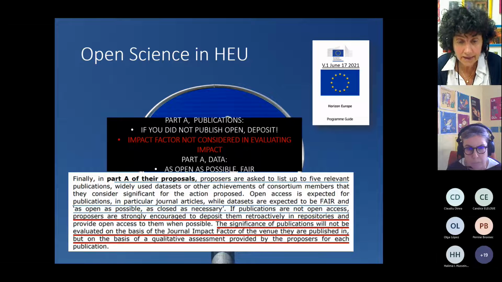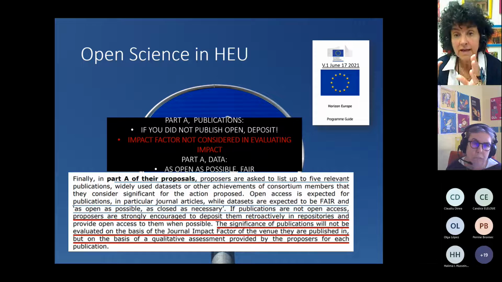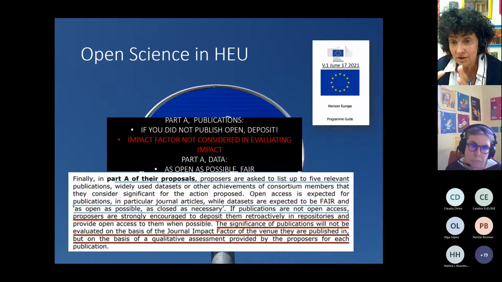In part A, if one of your achievements, one or more, is a publication, as we said, if you did not publish in an open access journal, simply deposit it. Beware that in part A, you have to provide the achievement and a short description of the impact, okay, of this achievement, bearing in mind that you don't have to mention the impact factor, okay? Impact factor is not considered in evaluating the impact of your achievement. That's very important. Don't put the impact factor.